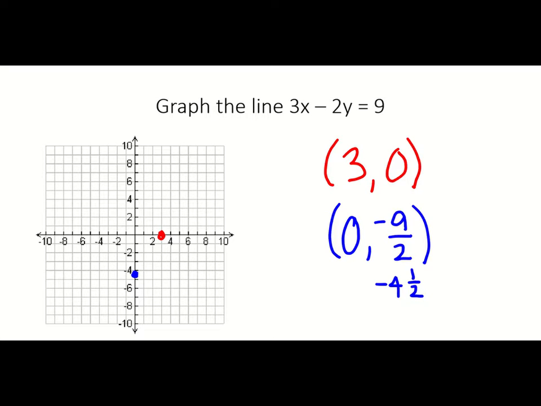And then I'm going to draw a line between those 2 points. And that line will be representing my line for 3x minus 2y equals 9. So plot your intercepts, connect them, and you have graphed your equation of the line.